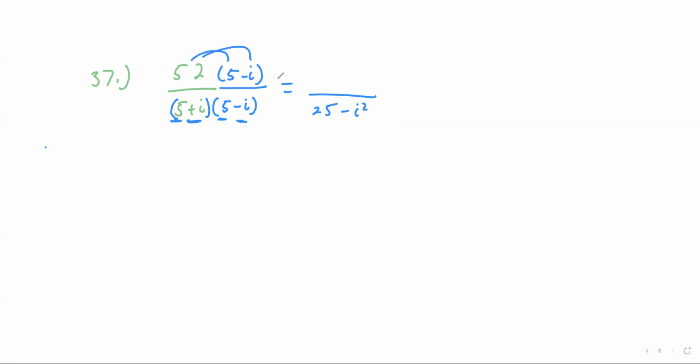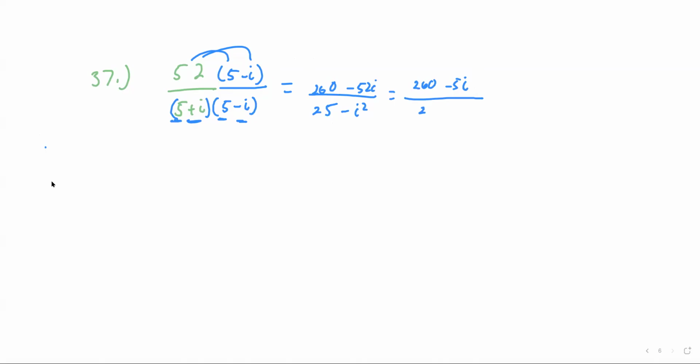I honestly do not know what 52 times 5 is. Let's see, that would be 250, 260. So 5 goes into 2 10 times. 25, 26, 260. All right, so 260 minus 52i. We're going to clean this up a little bit more. This is 260 minus 52i over, oh, not i squared, just i, over 25.